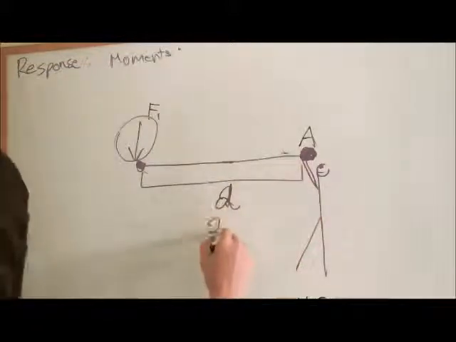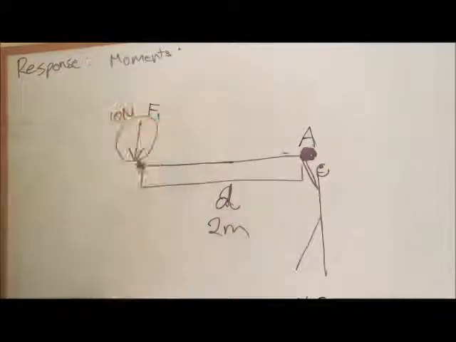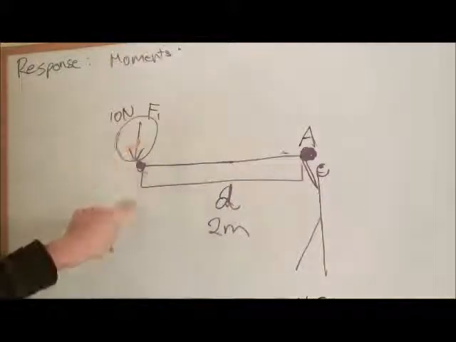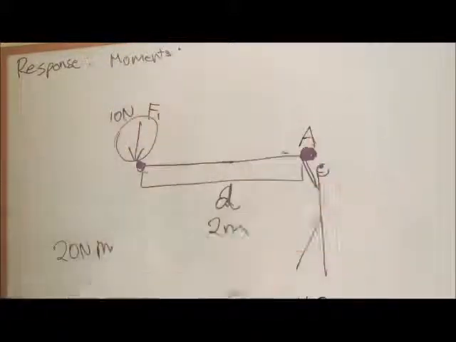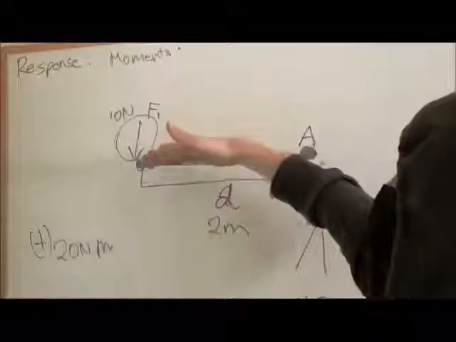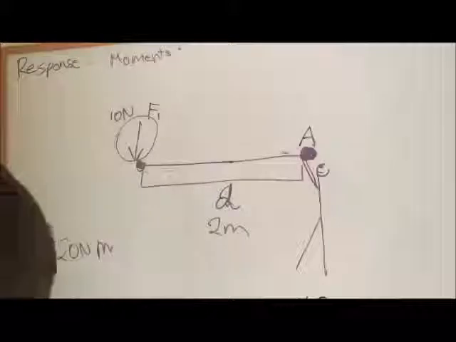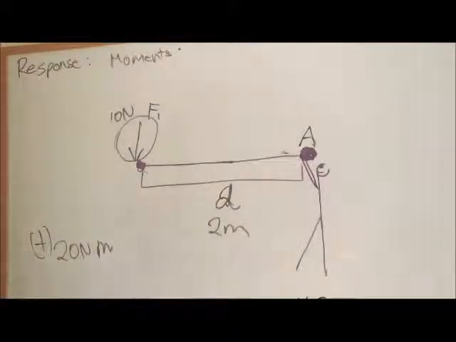So if this was 2 meters, and this was 10 newtons, you'd have a moment of 20 newton meters. And you go, well, is this positive or negative? Well, it's going this way, which is anti-clockwise, so that should be positive. You can use the right-hand rule to check: start over here, going that way, thumbs facing out. Yep, so it's definitely positive. So you can have a positive moment of 20 newton meters.